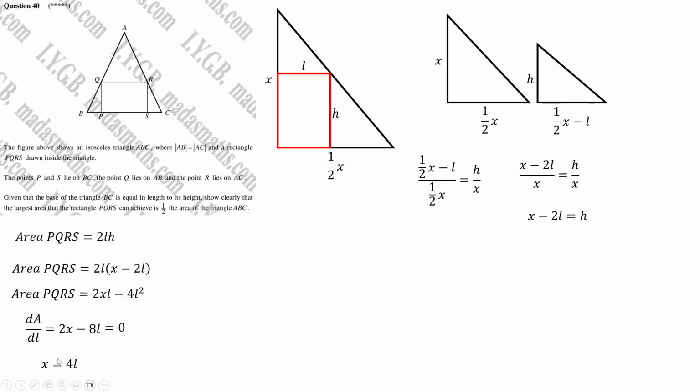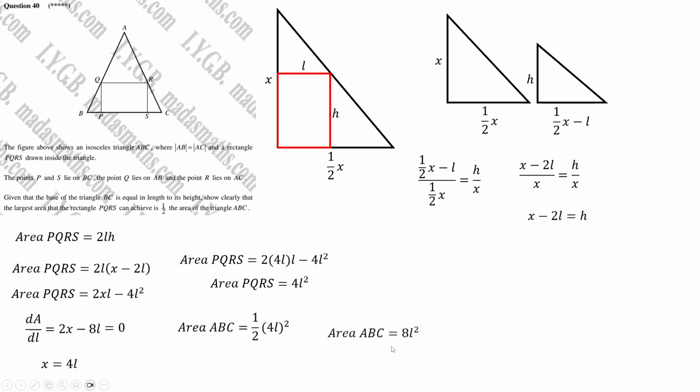Okay, we can just plug this back into here, because this value of X maximizes PQRS. So we'll get this. This is 8L squared minus 4L squared, which is just 4L squared. And then the area of this full triangle ABC, remember we said it last time, it was half X squared. Well, we know what X is now, it's 4L, so we can say it's half 4L all squared. This is 16L squared, 16 divided by 2 is 8, so this is 8L squared. This is obviously in the ratio 1 to 2, therefore area PQRS is half of area ABC. You might just want to pause and have a look at certain things, just go at your own pace.